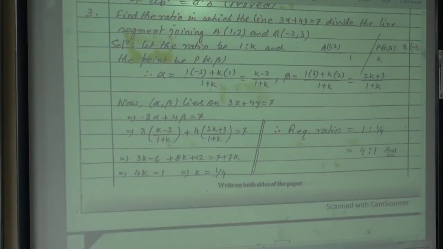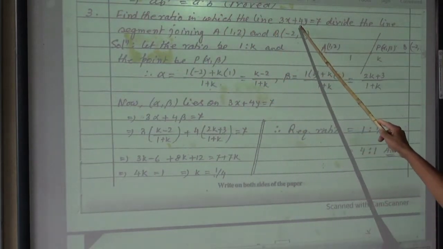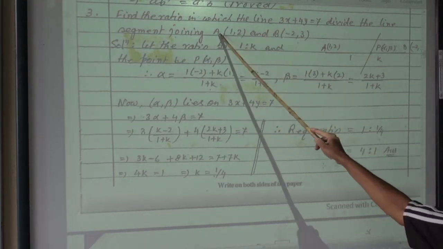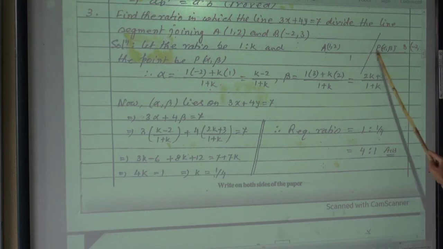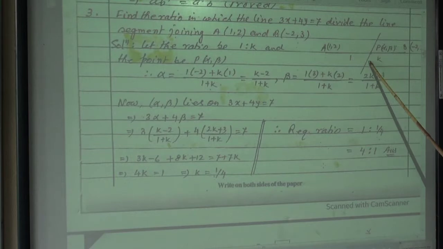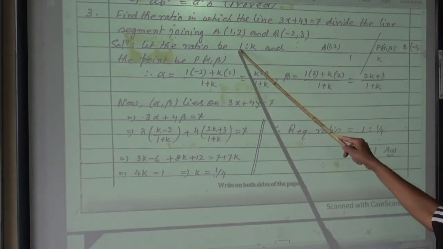Now this is one section formula. Class 10 only. Class 10 or 9, I don't know right now where it is. Anyway, section formula. Find the ratio in which the line divides the line segment joining these two points. If we join these two, you will get one line segment, AB. There is one line, 3x plus 4y is equal to 7, intersecting at this point. You have to find out the ratio at which it is intersecting. I have considered that ratio as 1 is to k.